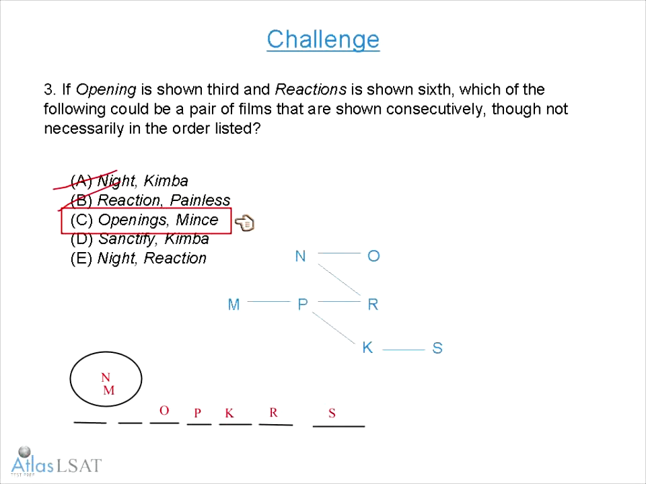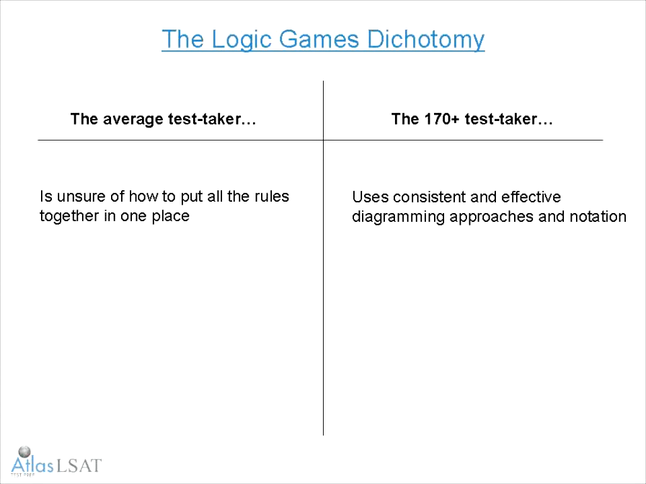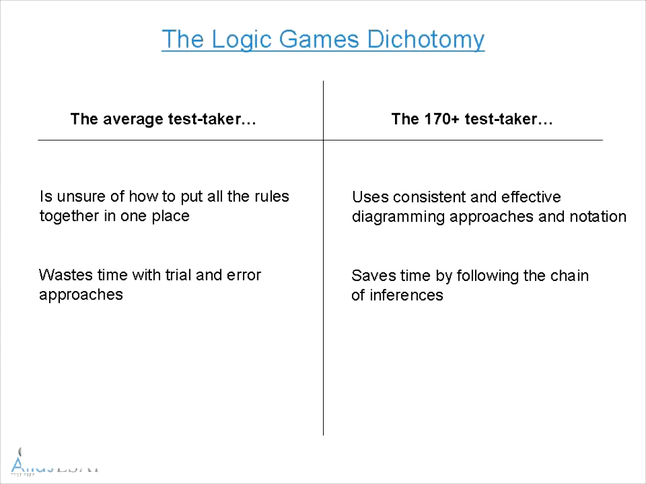Great job, you guys. Let's take a look at a couple of things that separate the average test taker from the 170 test taker. The average test taker is unsure of how to put all the rules together. I think we saw that from many of you at the beginning, and it's okay if you fall into this category at the start. You'll get better. The expert test taker uses consistent and effective diagramming approaches. The average test taker uses trial and error, for example, on a question like the one we just did. The expert test taker saves time by following a chain of inferences to start before looking at the choices.